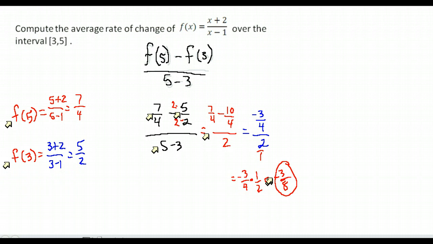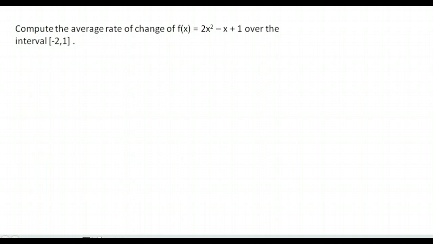Hey, let's try one more of these. Hopefully this one will be a little less fraction oriented. Okay, we've been given a new function here. Our function is 2x squared minus x plus 1. They want us to compute the average rate of change over the interval from negative 2 to 1.